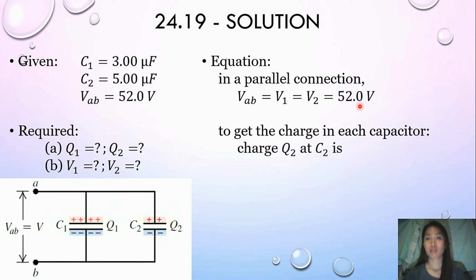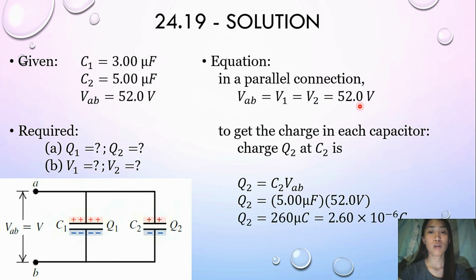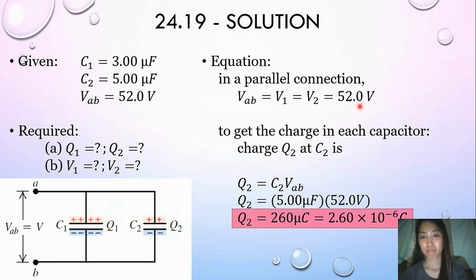For the second capacitor, C2, the charge Q2 is equal to C2 times V_AB. Then substitute the values: 5 microfarad times 52 volts. We get 260 microcoulomb, or 2.60 times 10 to the negative 4 coulomb. That is the charge on the second capacitor.